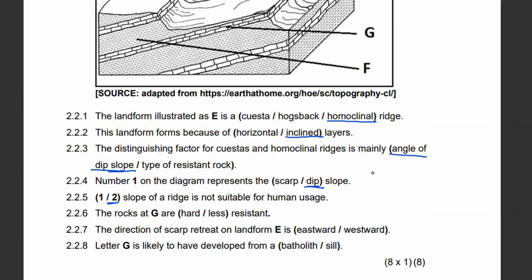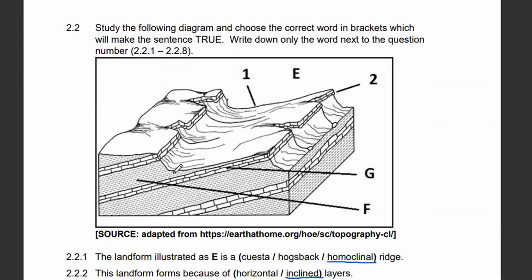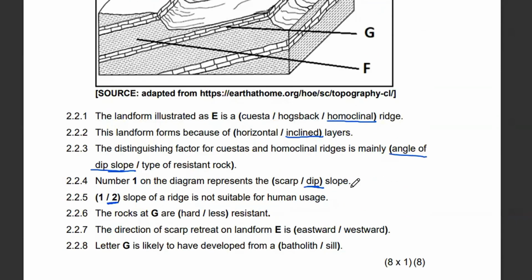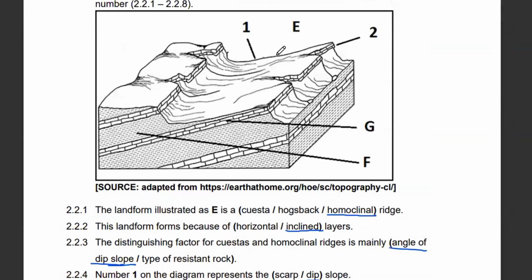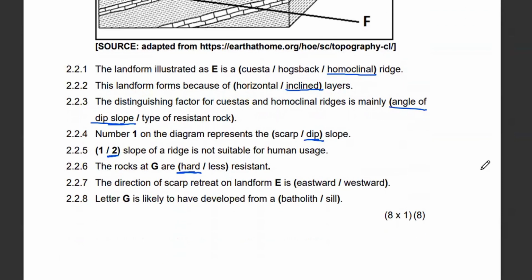The rocks at G are hard or less resistant. At G, these rocks here, that will form the dip slope, right? Automatically, those rocks are hard and resistant. Direction of scarp retreat on landform E, is it eastwards or westwards of this landform here? Does it go this direction or this direction? It goes to the west. Scarp retreat goes westwards.